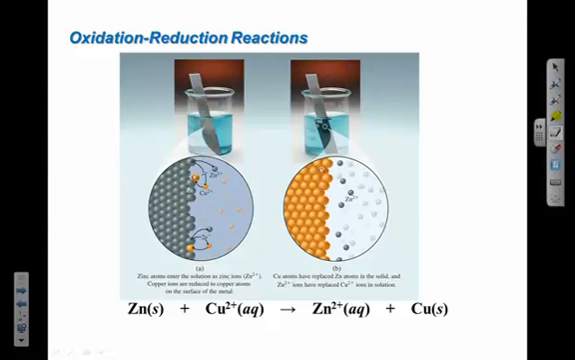So here's just kind of a visual depiction of what's happening there. In this example, I've got this container, I've got a strip of zinc metal, and I've got in solution copper ion. Okay, so copper ions are notorious for being blue colored. The ions are in solution.